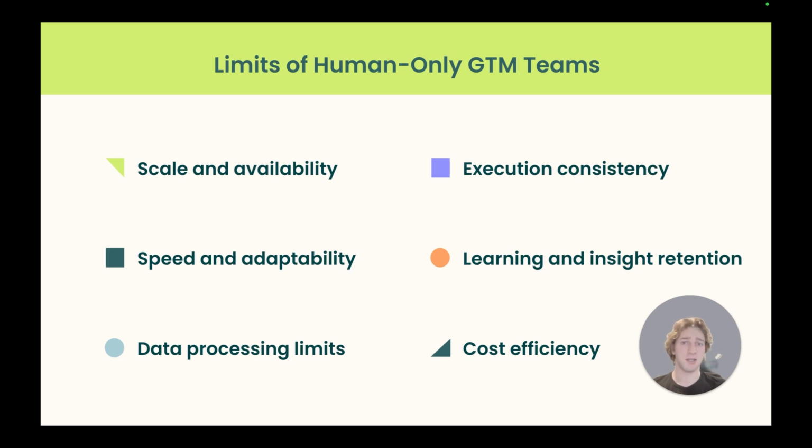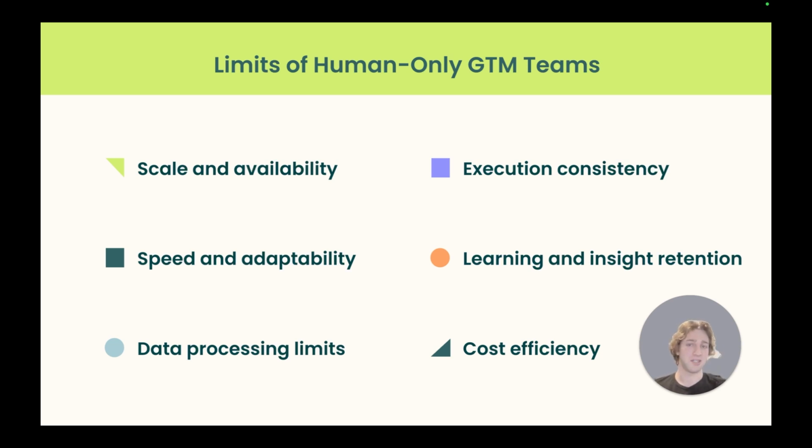Speed and adaptability. This kind of means that humans can take hours or even days to respond to some sort of event or data signal, whereas an AI agent can ingest and understand data in real time. Data processing limits. There's a very natural limit to how much data a human can process and understand, whereas an AI agent can process hundreds of millions of records in real time and understand the historical and real-time context.